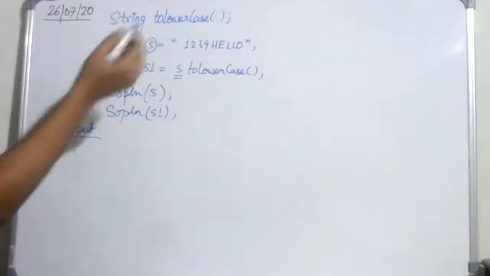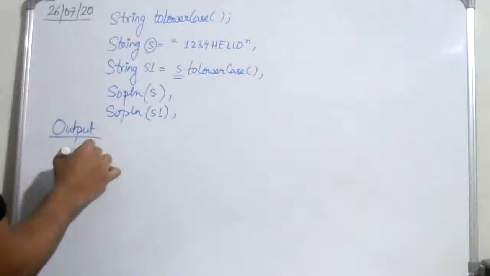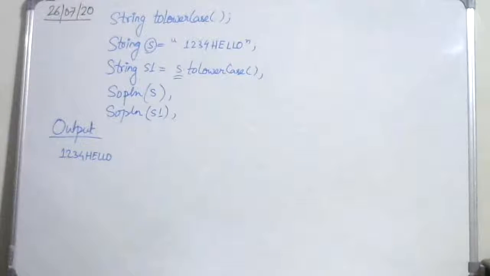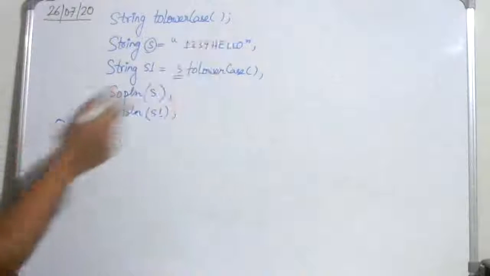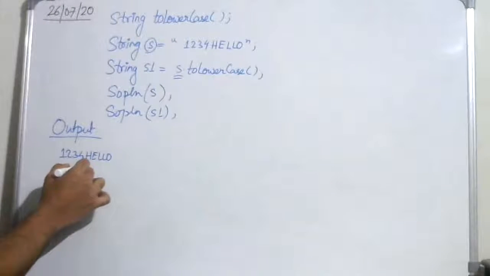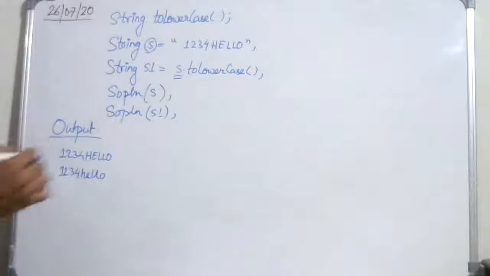For the first case, I get this 1 2 3 4 HELLO, so it's as it is. For the second variable, where I've called the to lowercase function, I'll get 1 2 3 4 HELLO, with a small o. Notice the difference.